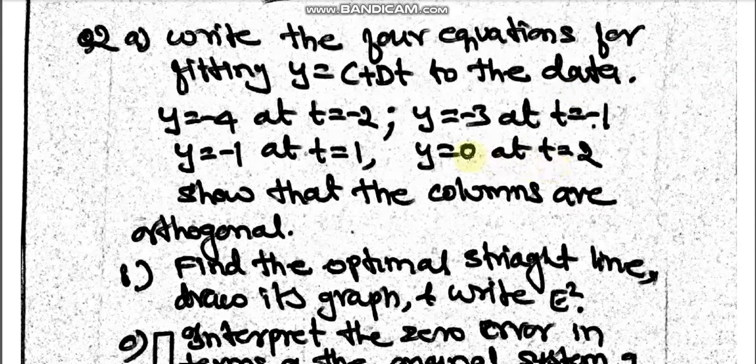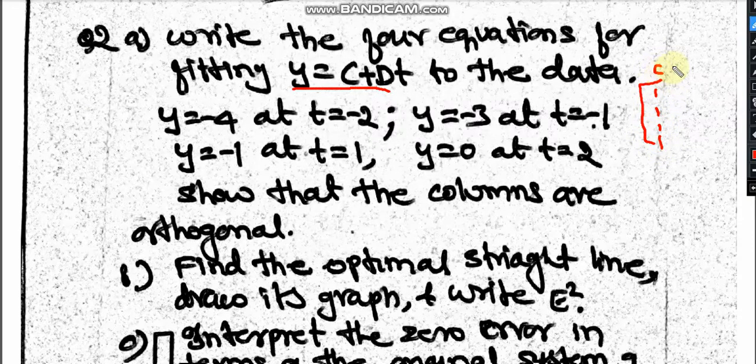So let us move on to the next problem. Here you have four equations in terms of y equals c plus dt. This is to find a solution to a line problem, that is, y equals mx plus c. So your first column becomes 1, 1, 1, 1, and that is c, and the d vector becomes your t.